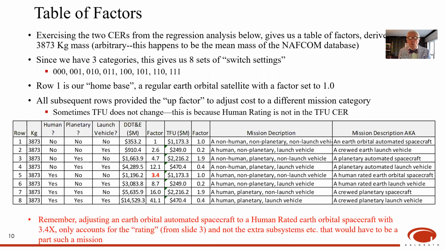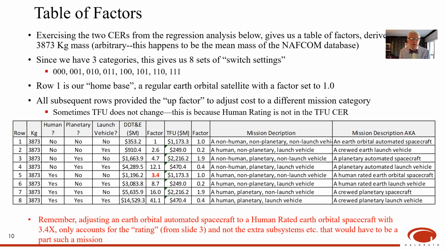So we're getting a factor there of 0.2. The factors come from taking the $910 million of development and dividing it by $353 million of development from our home base row. So it gives you the 2.6, and the 0.2 is 249 divided by 1173. So row 2 then corresponds to a crew Earth launch vehicle, a human rated Earth launch vehicle.